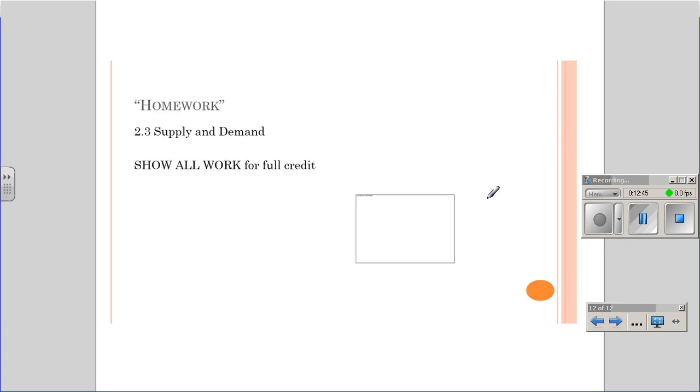So you're ready for the supply and demand homework. Make sure you show all work when necessary. Make sure you separate all your answers by a comma and a space.